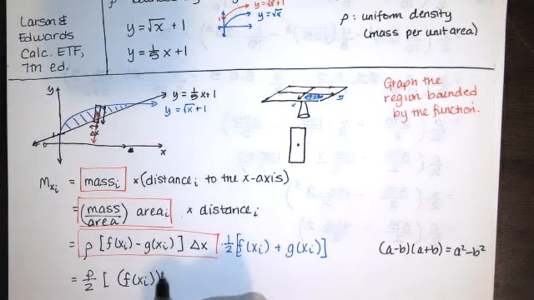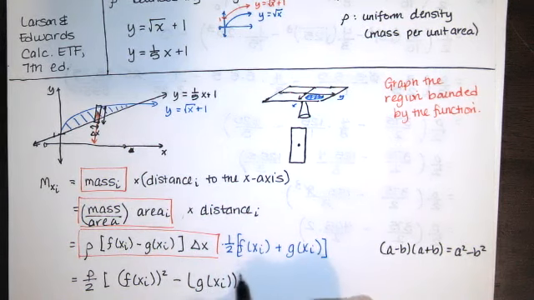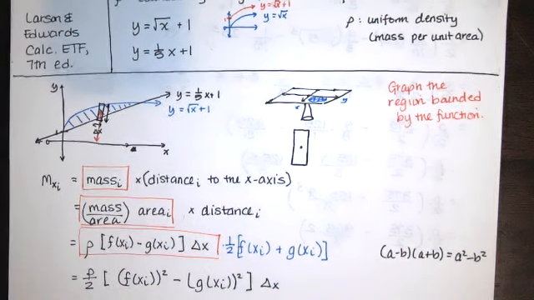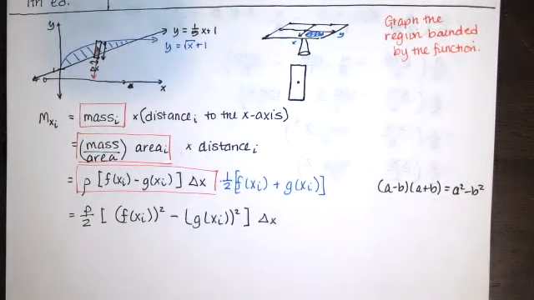So that f of x is acting as our a, and g of x is acting as our b. And then don't forget your delta x, and we put that on the far right. So that is the formula for the moment of that piece about the x-axis. And then because of the superposition principle, it turns out that the total moment about the x-axis for the entire thing is the sum of those moments.